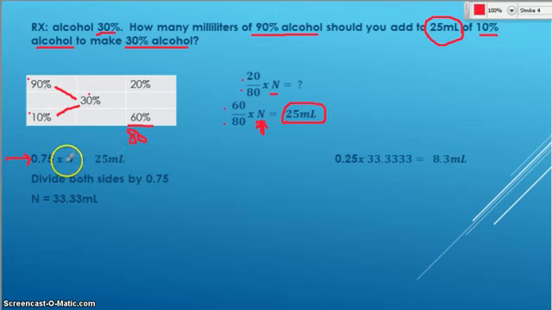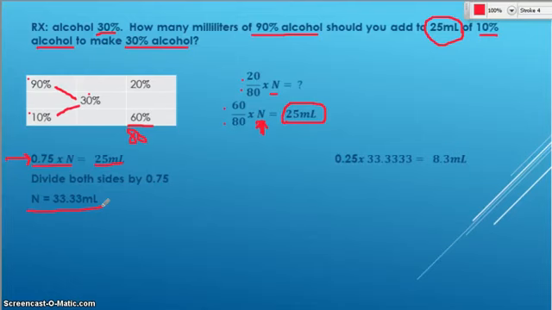Just like before, to get the letter by itself, we have to divide both sides by whatever's with that letter. So I'm going to divide this side by 0.75, and I'm going to divide this side by 0.75. Can't really fit that in there with my tool, so that's why I wrote it in here for you. When you take 25 and divide it by 0.75, you're going to find that your quantity is 33.33, and it just keeps repeating. So that's the total quantity that we can make with 25 mils of a 10% solution.